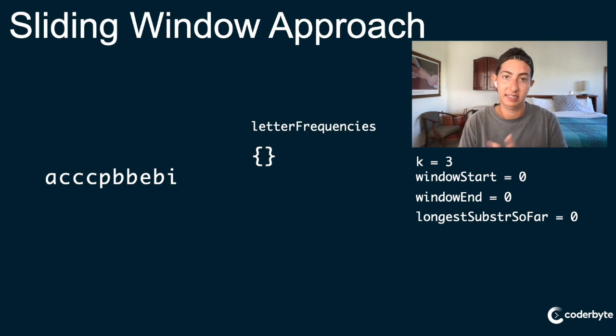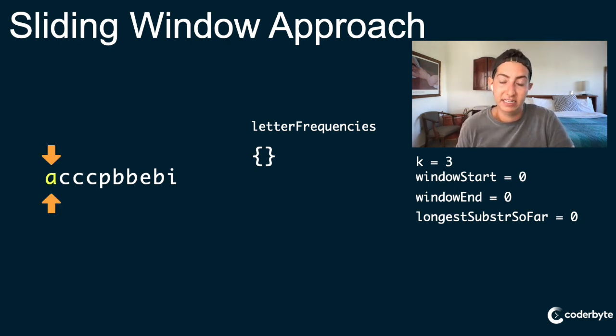I'm already tracking the size of the substring with the window start and window end. Why do I have to know the amount of each letter in the substring? You'll see why that's important in a second. But just know for now that this is going to track the letters in the window and how many of those letters are in the window.